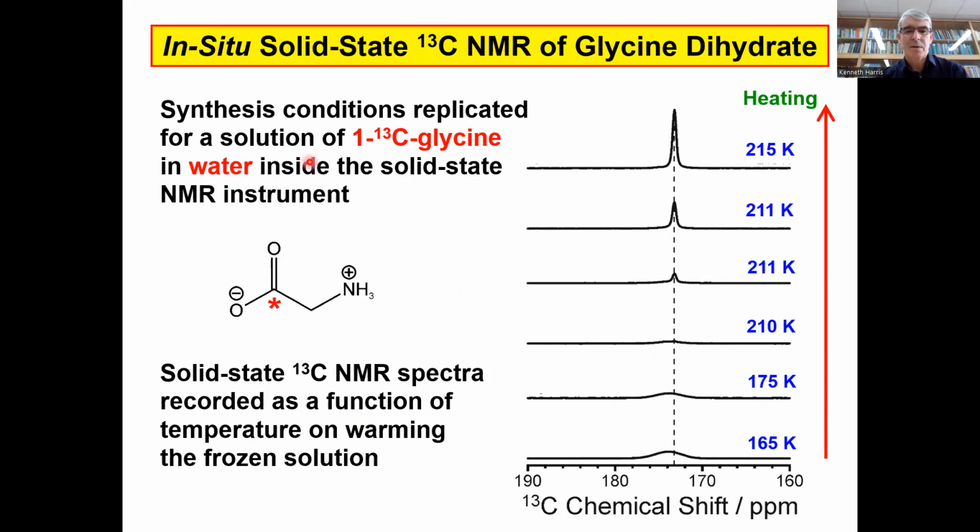So we quenched a solution of glycine in water, and I should say here we're using carbon-13 labeled glycine, labeled in the carboxylate carbon environment, quenched at low temperature, and here we can see the amorphous frozen solution at 165 Kelvin, but then gradually heated it, and then at about 211 Kelvin in our experiment, very close to the temperature that the previous powder diffraction study observed the formation of glycine dihydrate, we see the appearance of a sharp line characteristic of a crystalline phase.